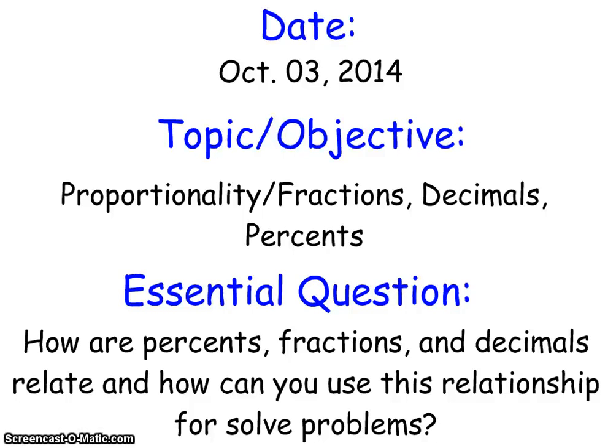Okay, so get your Cornell notes ready. Today is October 8th, 2014. The topic is proportionality, and we're going to cover fractions, decimals, and percents. The essential question that you should be able to answer at the end of these notes is: how are percents, fractions, and decimals related, and how can you use those relationships to solve problems?